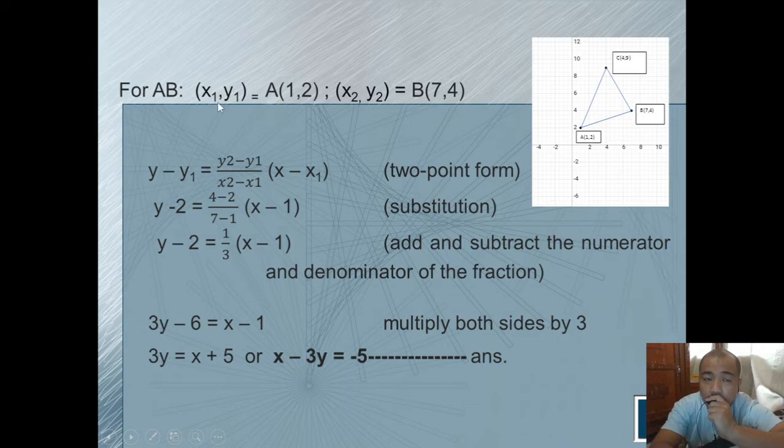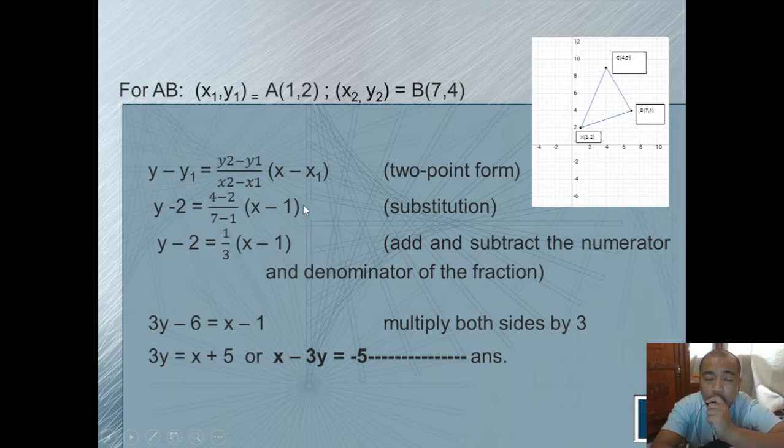For x sub 1, y sub 1, that's point A, (1, 2). For x sub 2, y sub 2, that's point B, (7, 4). Substitute this again to the 2-point form of the equation of a line. So we have y minus 2 equals 4 minus 2 all over 7 minus 1 times quantity x minus 1. Yes, 4 minus 2 is 2, right? 7 minus 1 is 6. 2 over 6 is 1/3. That's the lowest term. 1/3 is the slope.